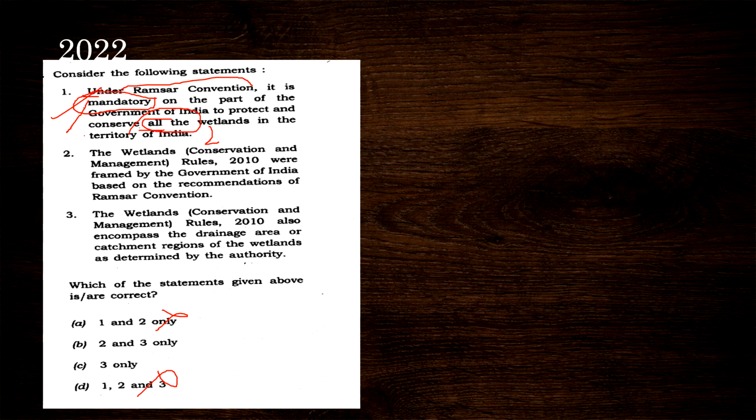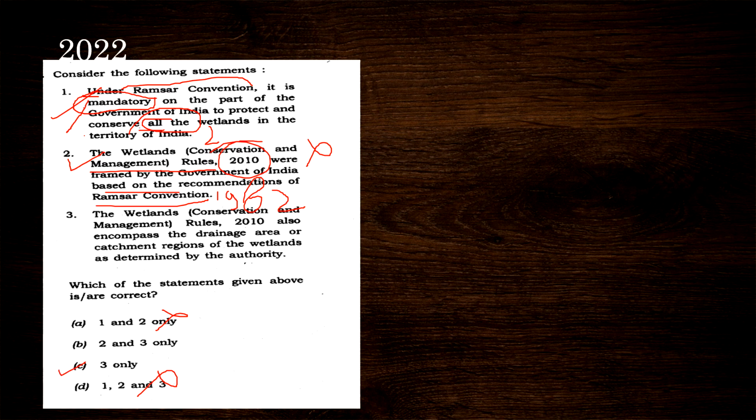This eliminates options A and D. Second, the Wetland Conservation and Management Rules 2010 were framed by the Government of India based on the recommendation of the Ramsar Convention. Now, India joined the Ramsar Convention in 1982, sorry, and the Ramsar Convention came into existence in 1971. So if rules had to be framed after a recommendation from the convention, why was it not done in the 1990s or 1980s? Why did it take until 2010 to frame the rules? So this could be eliminated and we are left with option 3.